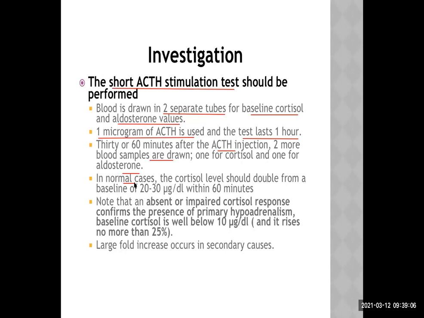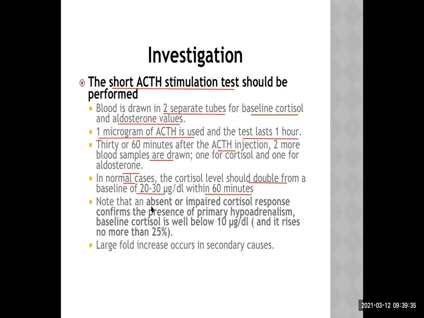In a normal case, the cortisol level should double from a baseline of 20 to 30 microgram per dl within 60 minutes. Because we are giving ACTH, and in normal people, this ACTH will stimulate the secretion of cortisol so that it will get doubled. Quite easy to understand. But what happens in case of Addison's disease?